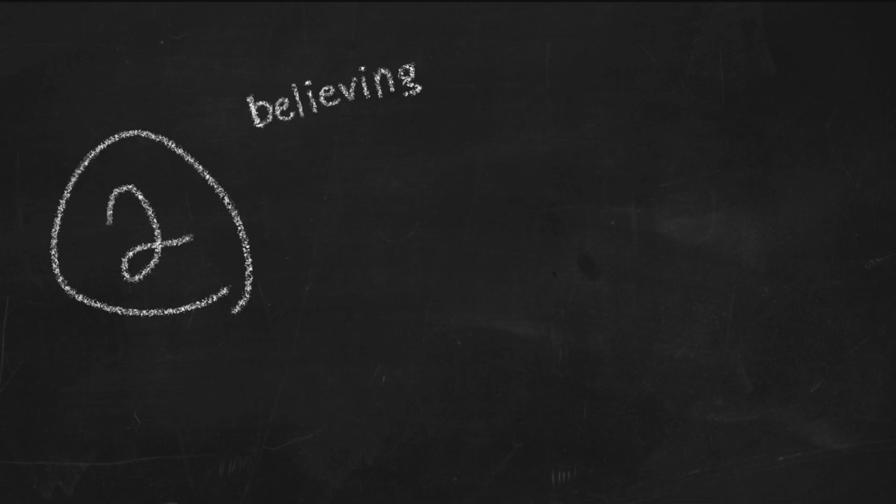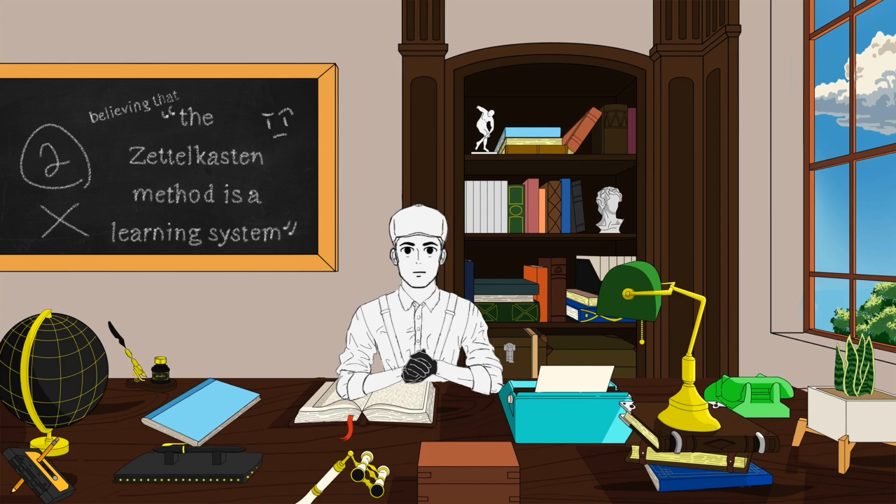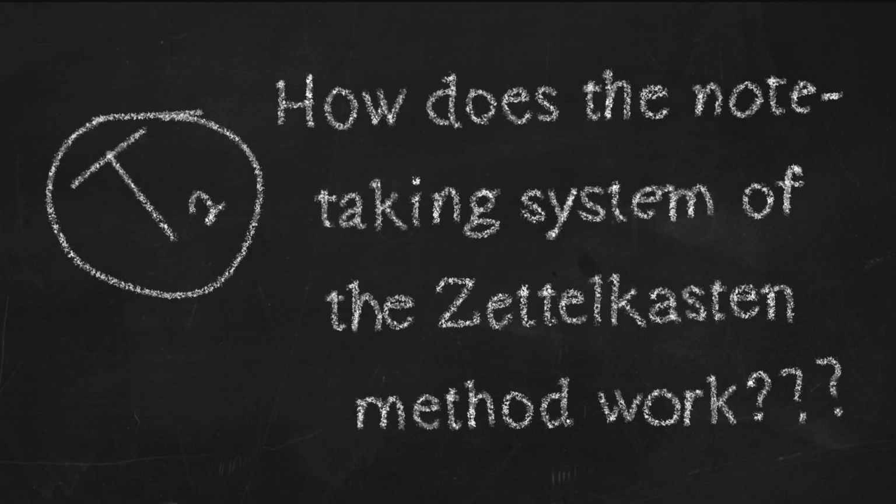Two, believing that the Zettelkasten method is a learning system. The method is not a complete learning system on its own. Recalling the definition from the beginning, it is a system that fosters the learning process, meaning that by correctly applying the method in its entirety, we will be participating in the learning process, specifically the beginning, but not necessarily finishing it. So, while it is useful, it is incomplete. Also, it is neither useful for everything nor for everyone, as we will see later on.